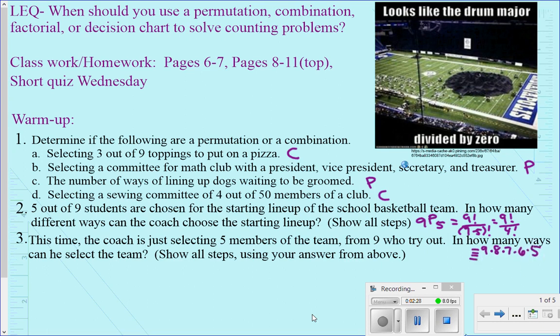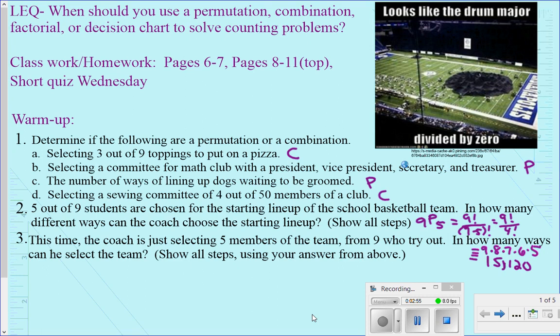And when I do that, 9 times 8 times 7 times 6 times 5 is 15,120. That's a comma there, 15,120.